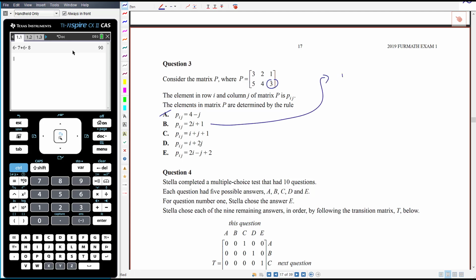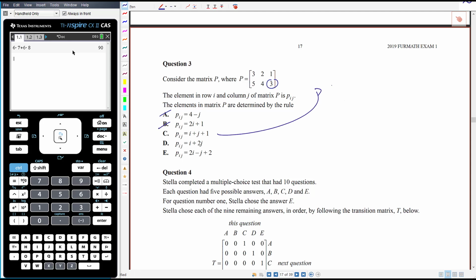Option B, Pij is equal to 2i plus 1, so 2 times the row number plus 1. Okay, so if we think about P23 in this instance, that would be 2 times 2 plus 1, which would be 5, which is not equal to 3, which is what P23 is. Okay, element in row 2, column 3. So also not option B.